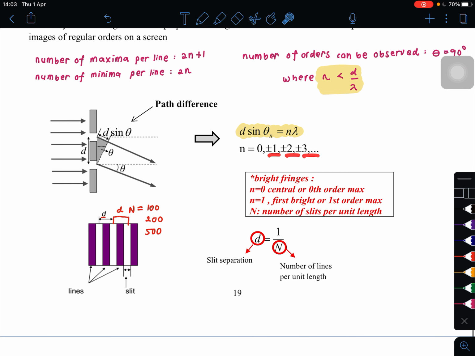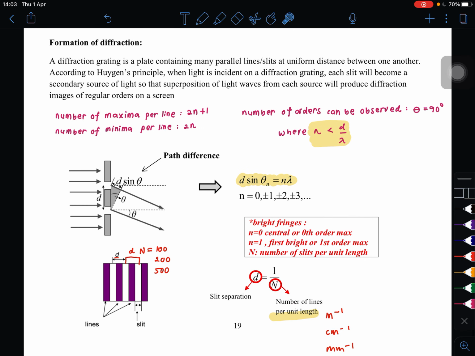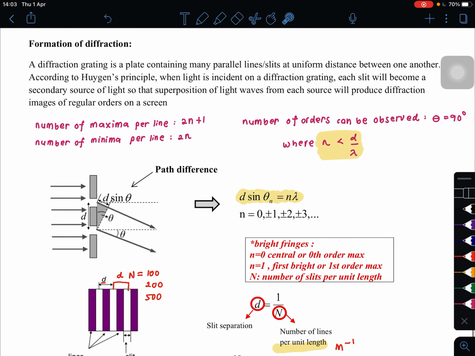And then there's another formula that is given in the exam, which is this one, di mana d is equal to 1 over N. N is the number of lines per unit length. So remember, dia adalah per unit length. So can be, maksudnya per unit kan, maksudnya akan bahagi dengan that value. Per meter or per centimeter or per millimeter. And then there's a few more that you need to write down in your notes.